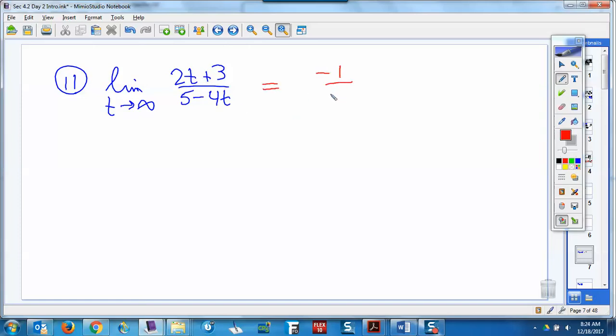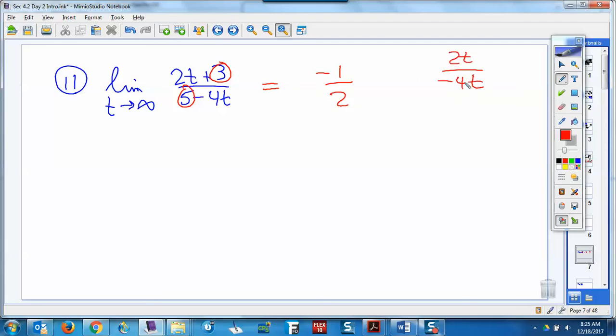Negative 1/2. Because high powers dominate. The 3 and the 5 don't really matter. You've got $1 billion times 2. You add on 3. The 3 doesn't really matter. 2 matters. I mean, you have $1 billion, that got $2 billion, that matters. But you add on $3 to $2 billion, doesn't really matter. So this is basically 2t over negative.